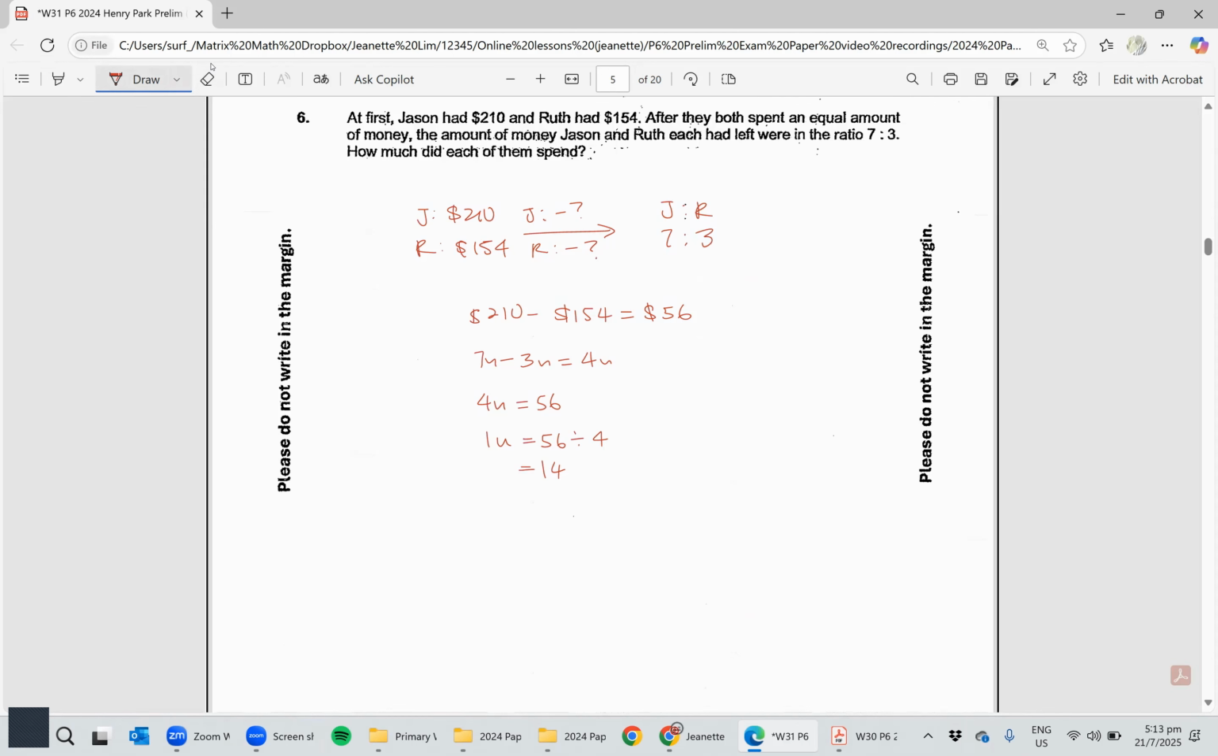How much did each of them spend? Okay, let's say we find Ruth, since it's a smaller number of units. 3 times 14. You can find Jason also, no problem. So Ruth has $42 in the end. How much did she spend? So you find the difference between at first and in the end. Okay, so 154 at first, minus away 42 in the end. That will give us $112.